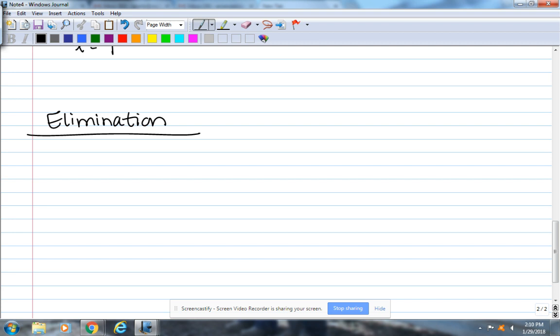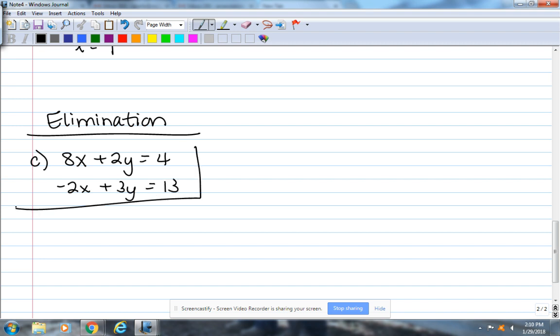Elimination. Now, when we use elimination, it's kind of fun because we get to kind of cancel something out. And I always think it's fun in math class when we get to cancel something out and do away with it. It usually makes our life a little simpler when that happens. So, elimination method. You got your system. This is example what? 8x plus 2y equals 4. And negative 2x plus 3y equals 13. I'm going to put a box around my original problems.